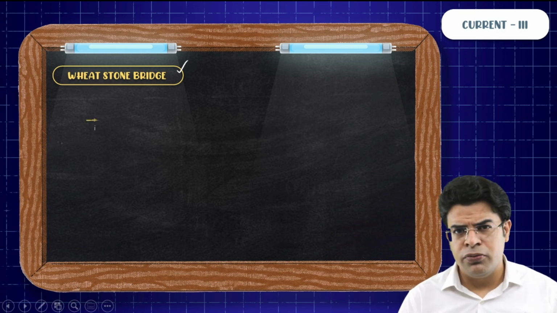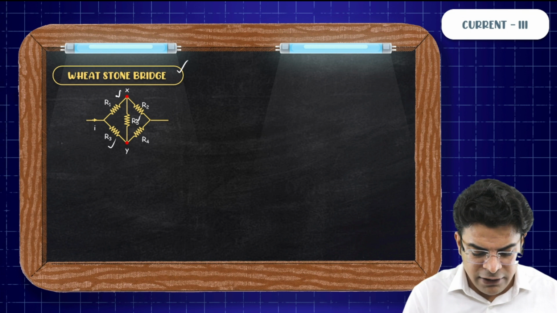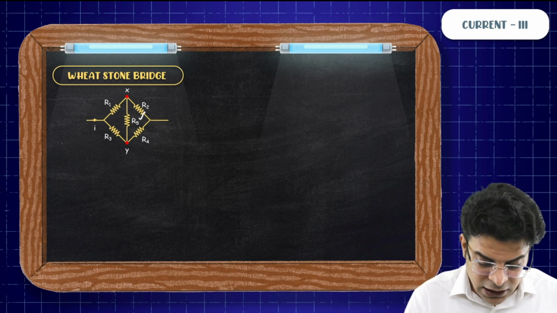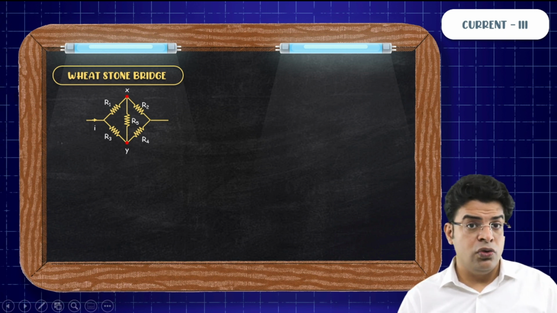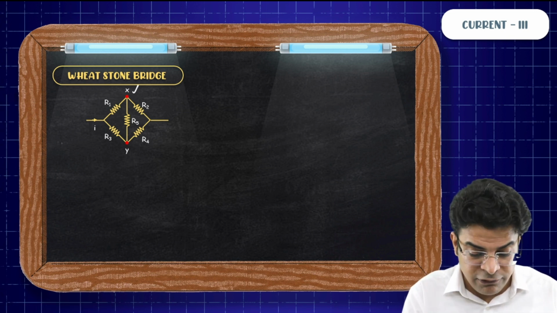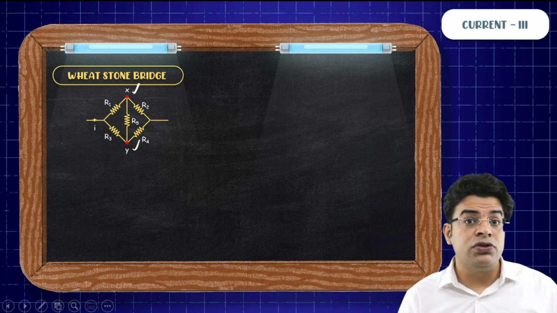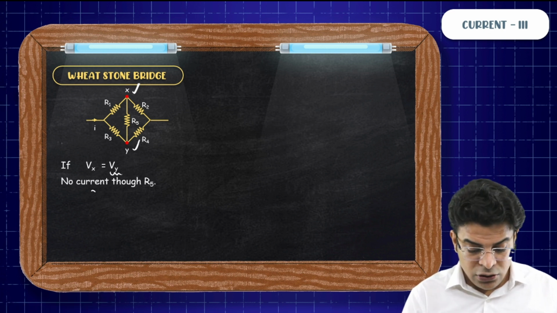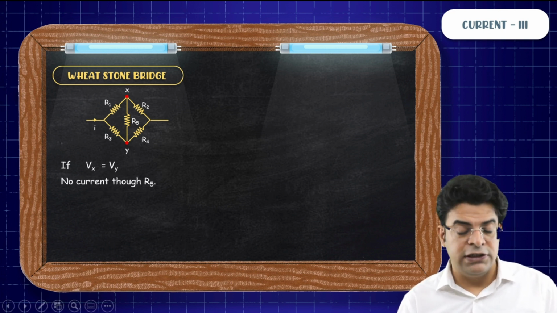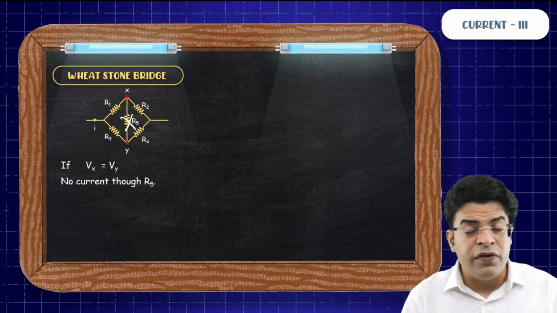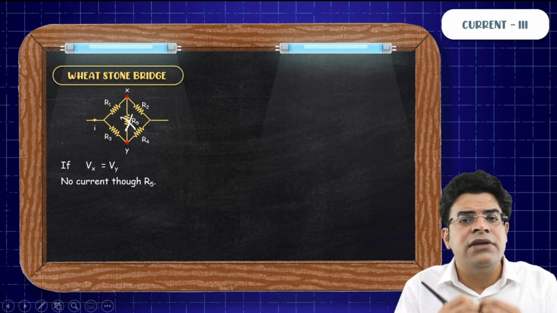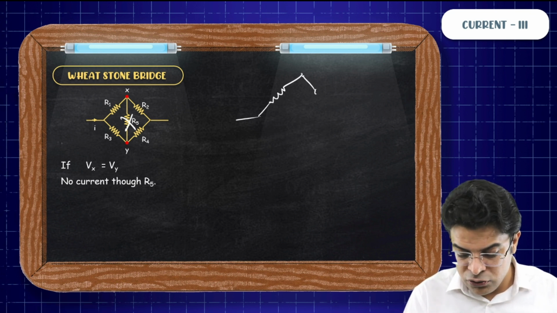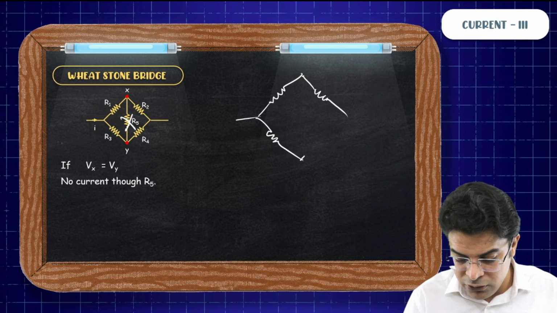So moving on to the Wheatstone bridge. What is a Wheatstone bridge? A combination of 5 resistors connected like this. That's called a Wheatstone bridge. Now we will say that no current will flow through R5 if the potential of X becomes equal to the potential of Y. So if the potential of X equals the potential of Y, then no current flows through the fifth resistance. And if no current flows through the fifth resistance, we can think of it as if it is not at all part of the system. So we will have just these 4 resistors. Those will be R1, R2, R3 and R4.